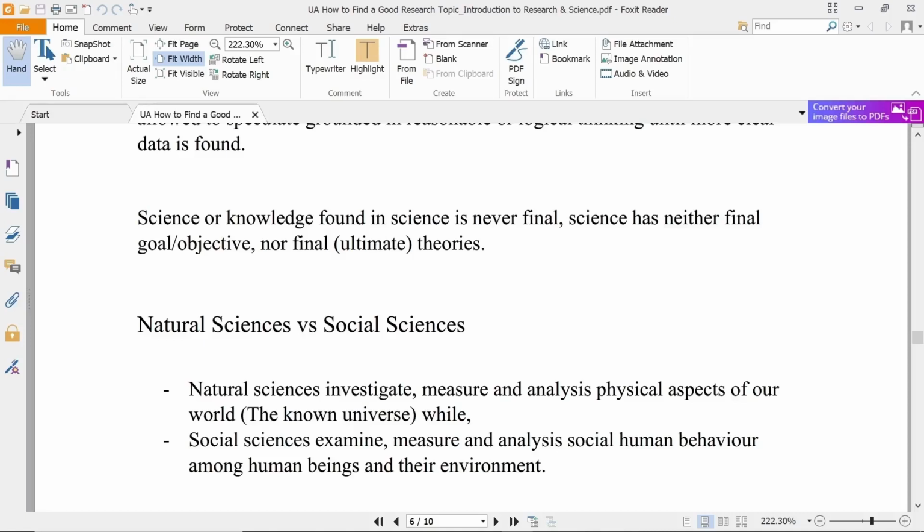Energy can't be created or destroyed; it's just transmuted or changed from one form into another. So that's where they differ, but they both carry out experimentation. One touches the physical part, and the other mostly the intangible part, which is human behavior, trying to predict human behavior.